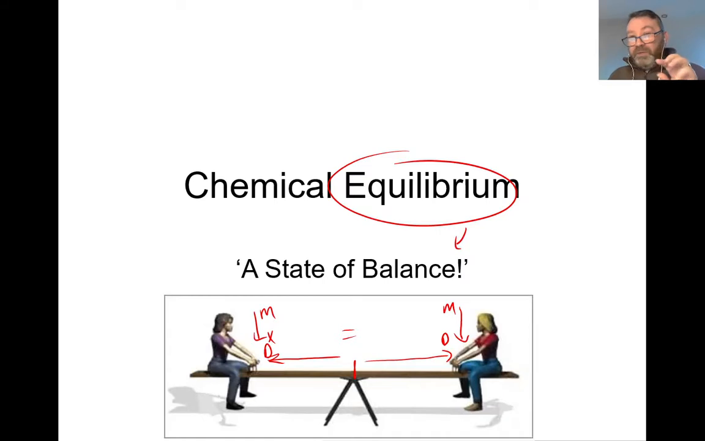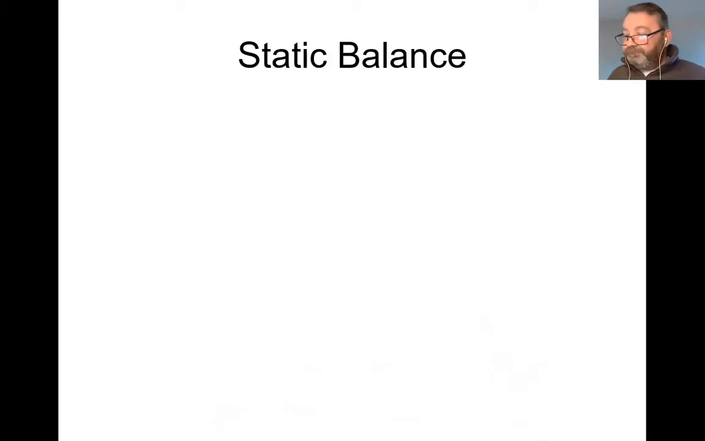Now when we're dealing with chemistry and chemical reactions, they're not static. Chemical reactions move, so we want to take a look at a different type of balance that involves the movement of chemicals towards a certain point.